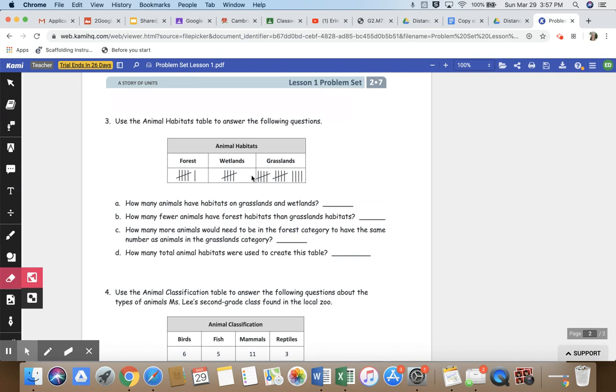So we've got 5, 10, 15, 16, 17, 18, 19. So we're going to record that here. Notice we can just count it up like we do our table points.